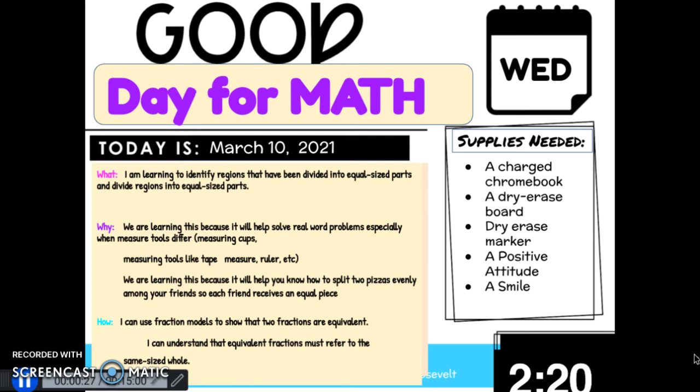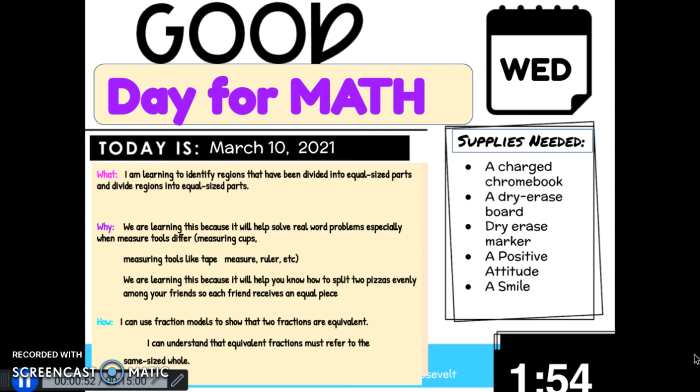We use measuring cups, we use measuring tapes, we use measuring rulers. We even divide our food into equal-sized pieces when we're cutting pies or cakes. So we want to think about how those fractions are represented in the real world. So we're going to be using models to show the two fractions are equal eventually. That's what we're going for.